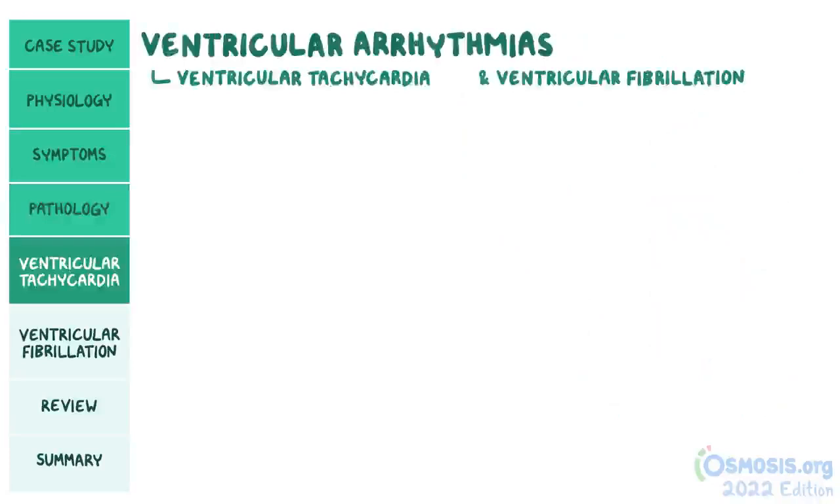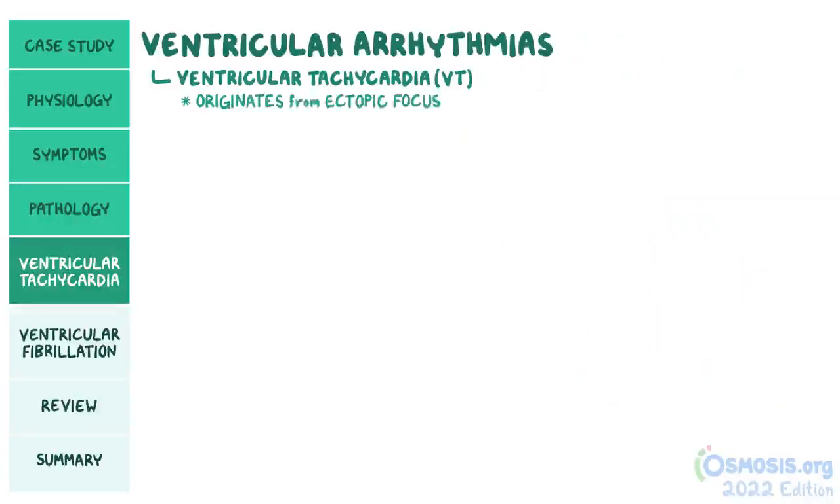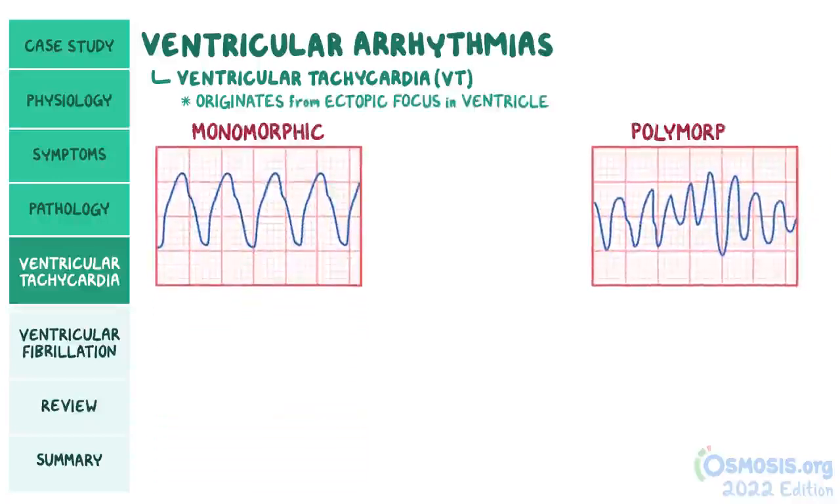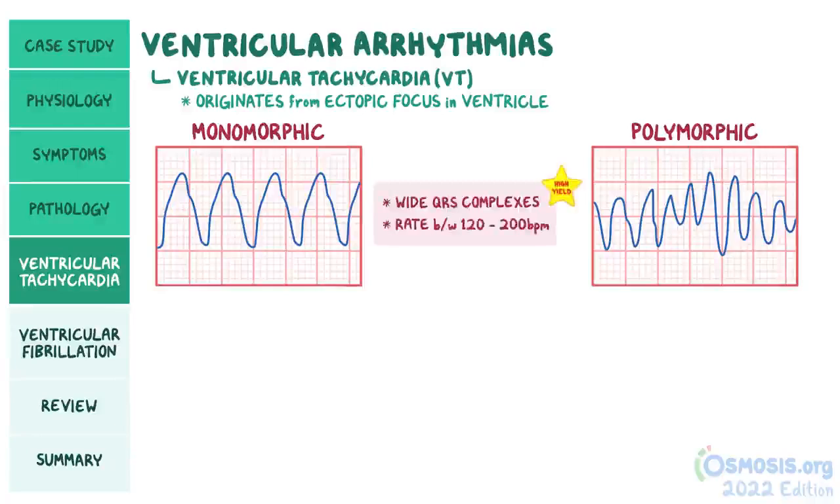Ventricular tachycardia, or VT for short, originates from an ectopic focus located in the ventricle. The two main subtypes are monomorphic and polymorphic ventricular tachycardia. On ECG, both appear as wide QRS complexes, at a rate ranging between 120 and 200 beats per minute.